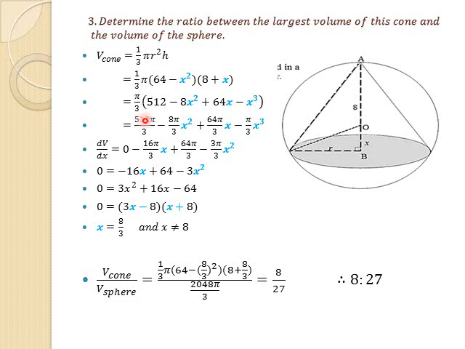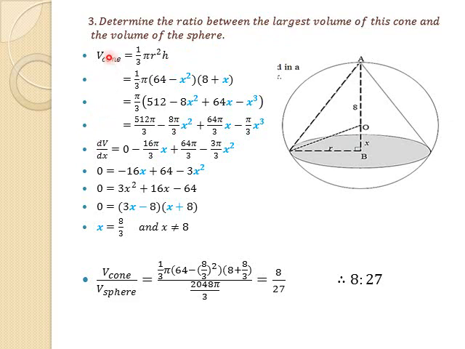512 times pi gives me 512 pi over 3. Minus 8 times pi becomes minus 8 pi over 3 x squared. 64 times pi gives me 64 pi over 3 x. And then negative times positive gives me negative pi over 3 x cubed. Because they said largest volume of this cone, it's the same as saying maximum volume of this cone. So once we use largest, smallest, maximum, minimum, we have to find the derivative.